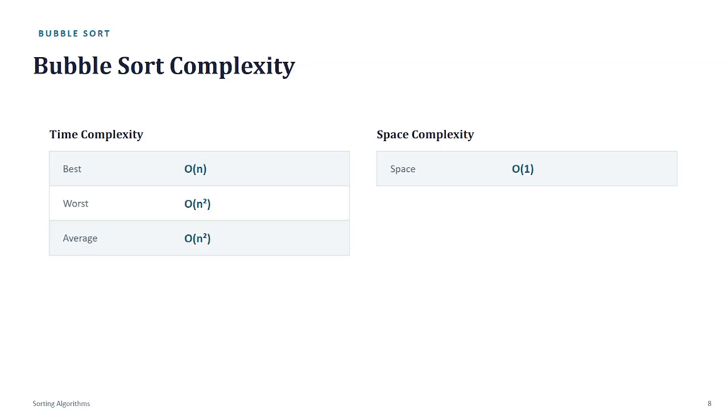Then this is about the bubble sort complexity. If the data is already sorted, bubble sort finishes quickly. So automatically the best case is order of n. But when the data is completely random or in reverse order, it takes much more time. That's why the average and worst case performance is quadratic. The good thing is it requires only a small amount of extra memory, so the space complexity is order of 1.